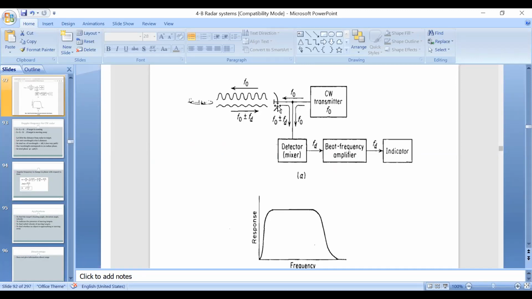So the duplexer function is: whenever the single antenna is acting as a transmitting antenna, it offers open circuit to the receiver and provides short circuit to the transmitter. Whenever it is acting as a transmitter, it provides short circuit to this continuous wave transmitter and open circuit to the receiver. Whenever it is acting as a receiver, it provides open circuit to the transmitting part and short circuit to the receiving part. Actually, this is the function of the duplexer.